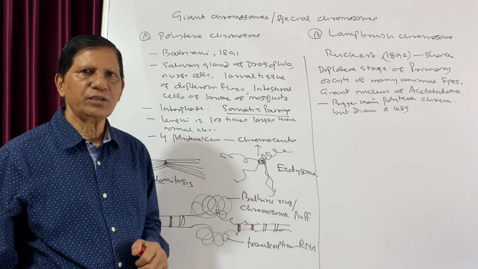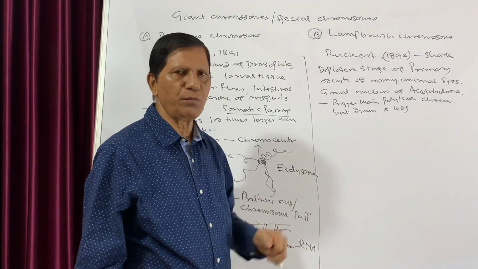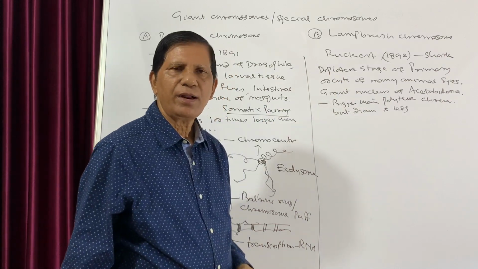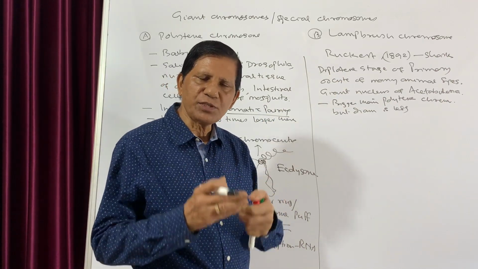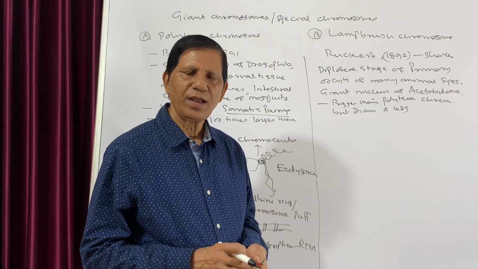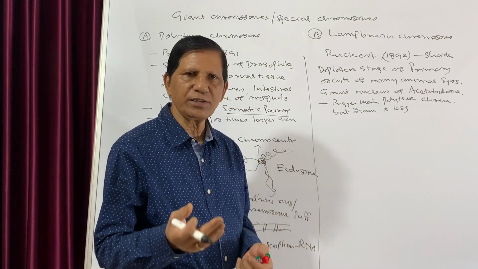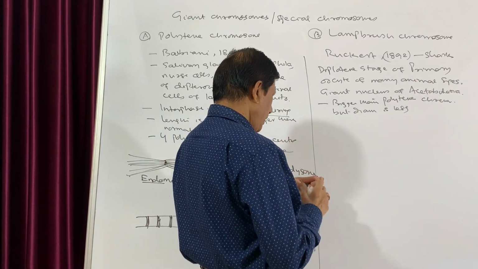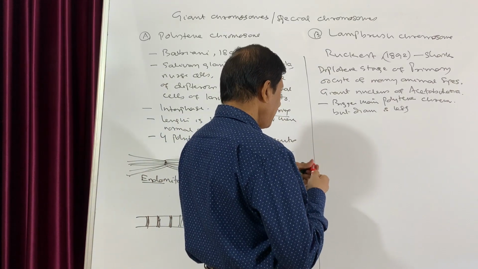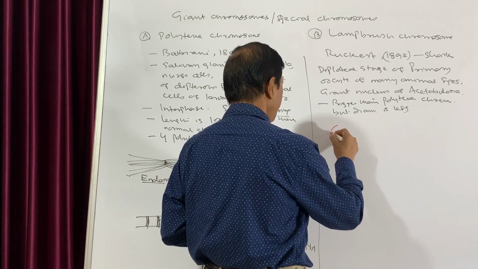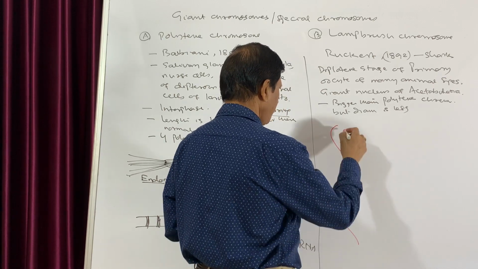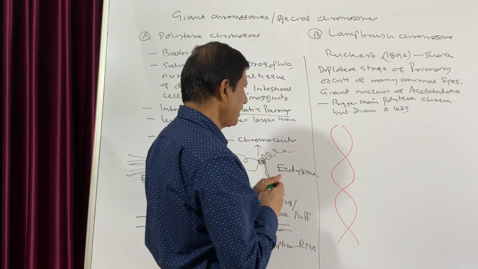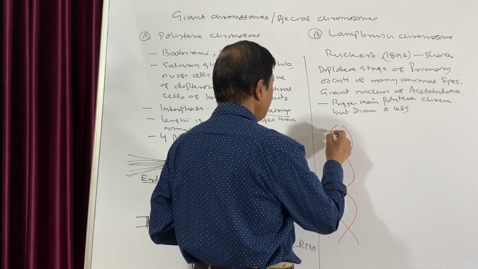Now why is it known as lampbrush chromosome? Now you see, this is found in the diplotene stage. Diplotene is one of the substages of prophase 1. And before that, the crossing over has already taken place. That means the two chromosomes are in a pairing stage.